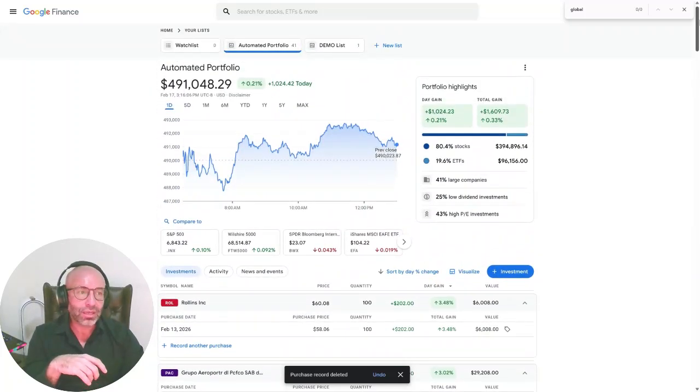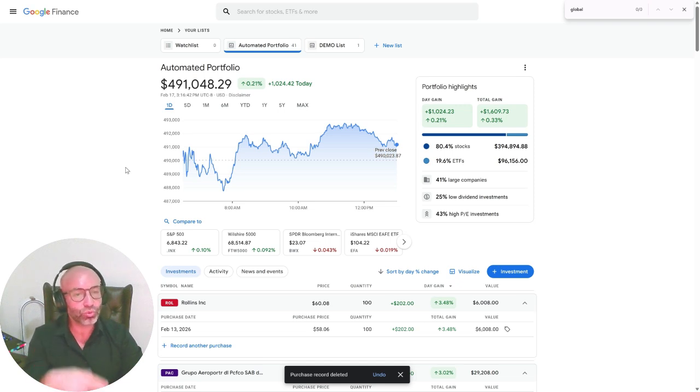So what does that mean? That means that as a whole, the portfolio is performing well since Friday, and it is made of 80% stocks, 20% ETFs, and within those, 41% are large companies, 25% are low dividend investments, and 43% are high price earning investments. We're going to follow this portfolio for the entire month, and we're going to see if, first of all, it performs better than the S&P 500, and secondly, what our total return is.